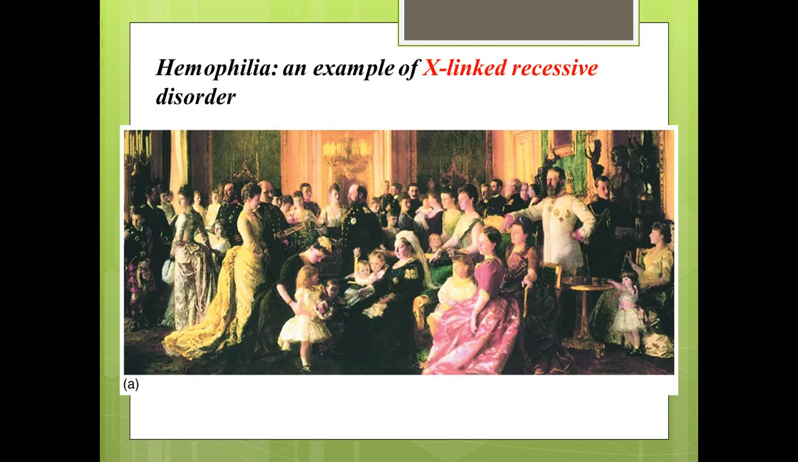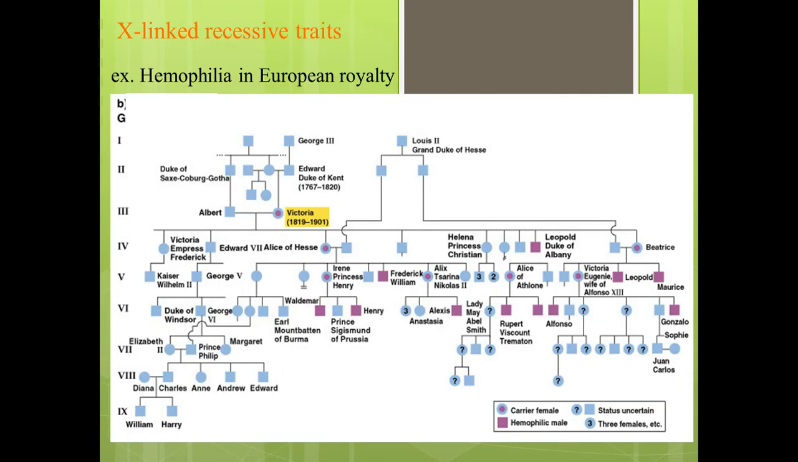An example of an X-linked recessive disorder is hemophilia, which in history greatly affected the European royalty, starting back with Queen Victoria, who lived in the mid to late 1800s. She passed on hemophilia to her children, to her sons, and her daughters became carriers. So you can see Victoria's son, Leopold, had the disease, where her daughters, Alice and Beatrice, were carriers. And then this moved on so forth down the line.